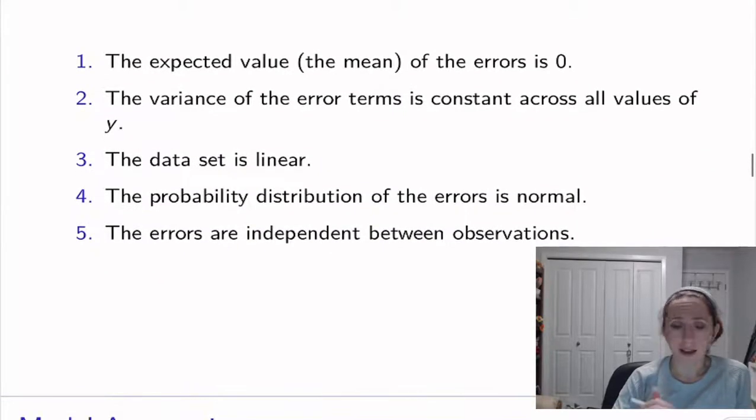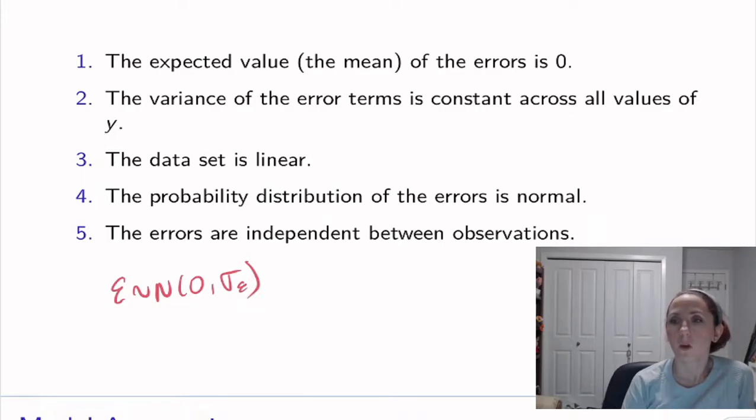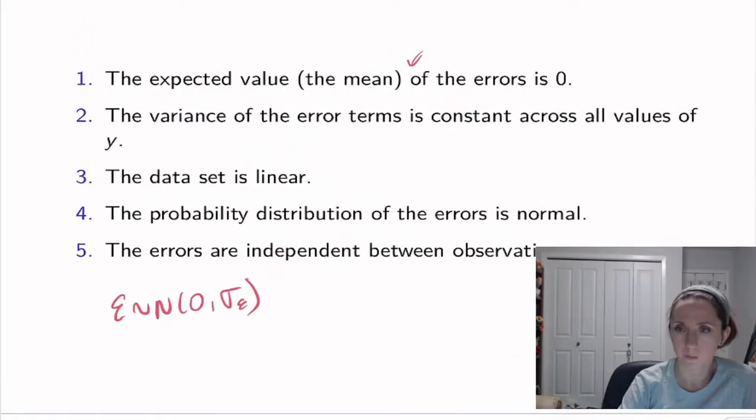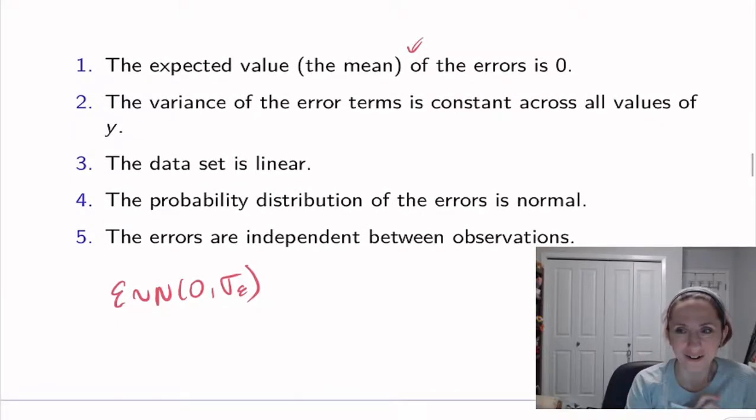So the model assumptions we're going to be making are mostly around the fact that our error terms were normal with mean 0 and standard deviation sigma sub epsilon. So number 1, the expected value or the mean of our errors is 0. Now, luckily for us, this is going to be a freebie, but hold on to our horses.